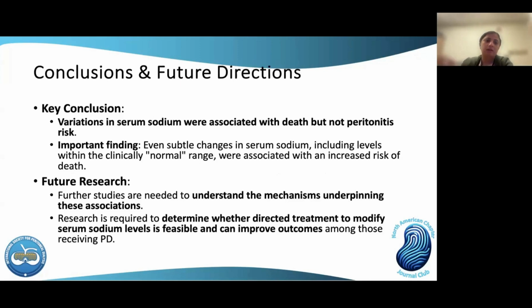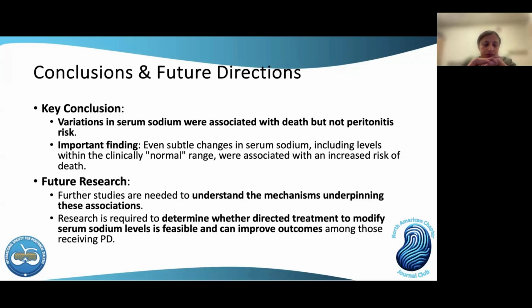And finally, key conclusions. The variation in serum sodiums were associated with death, but not peritonitis risk. So the important finding is even subtle change in serum sodium, including levels within clinically normal range, were associated with increased risk of peritonitis. Especially true for sodium level of less than 138, 135 to 138, which we consider normal, but can have mortality impact in this patient population.